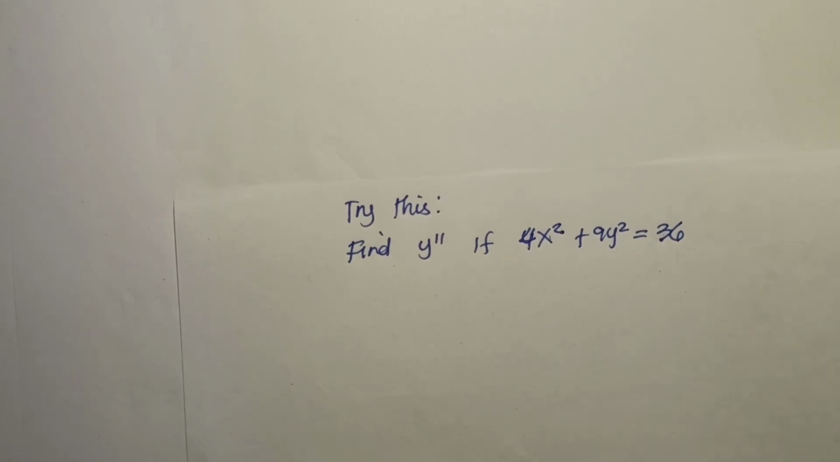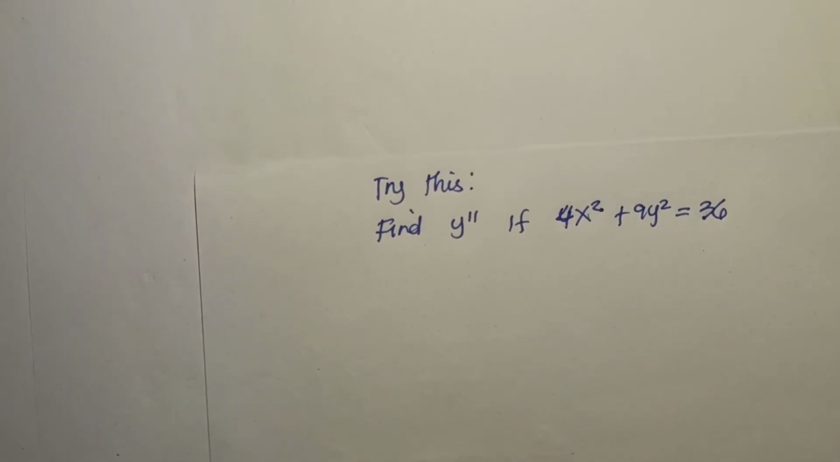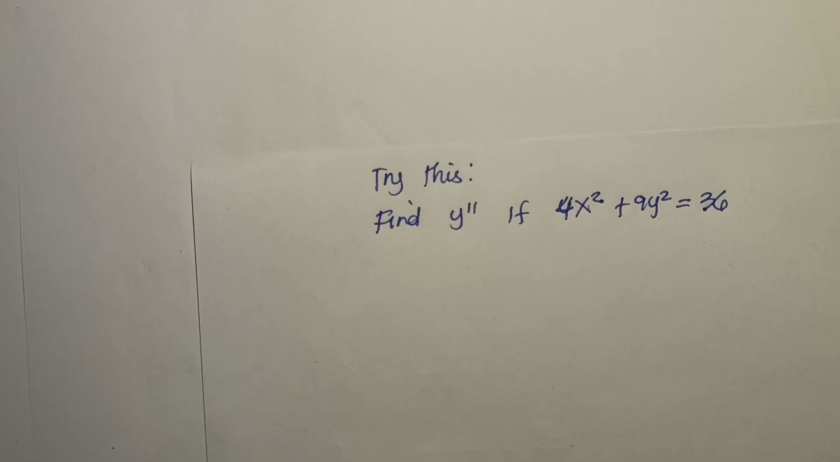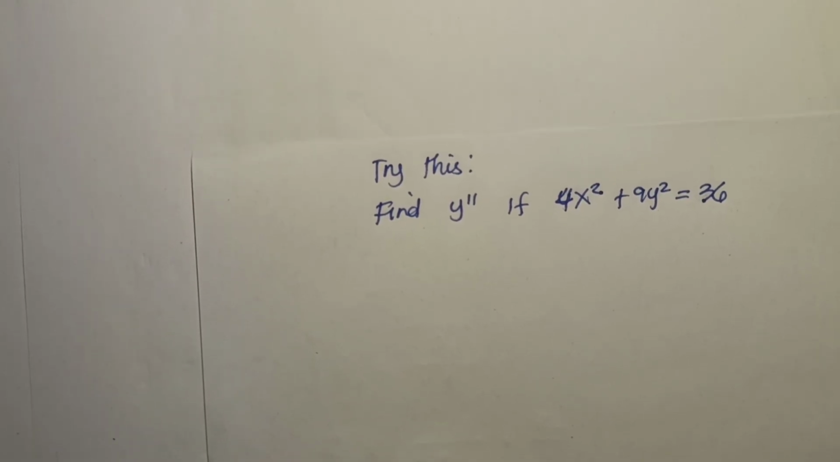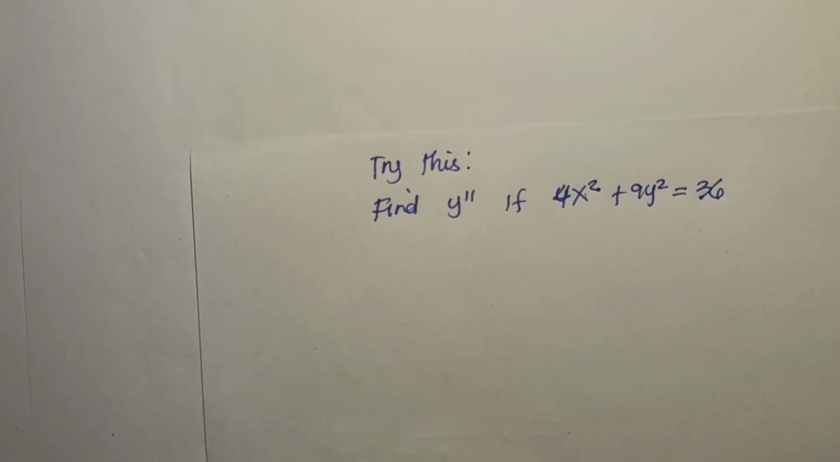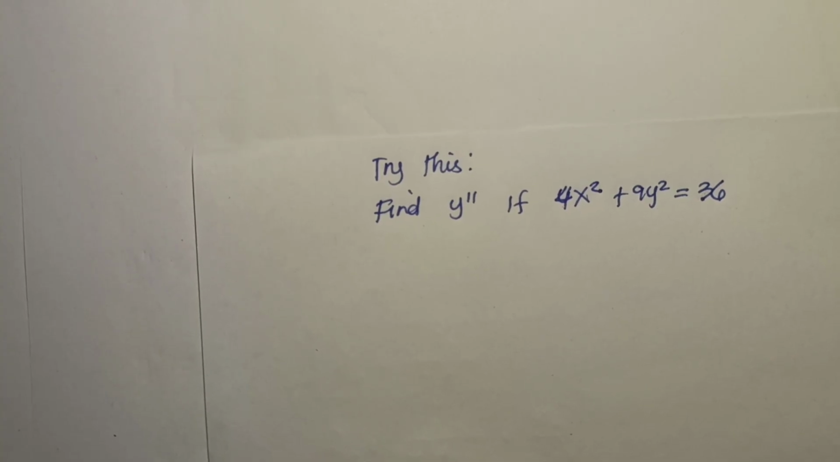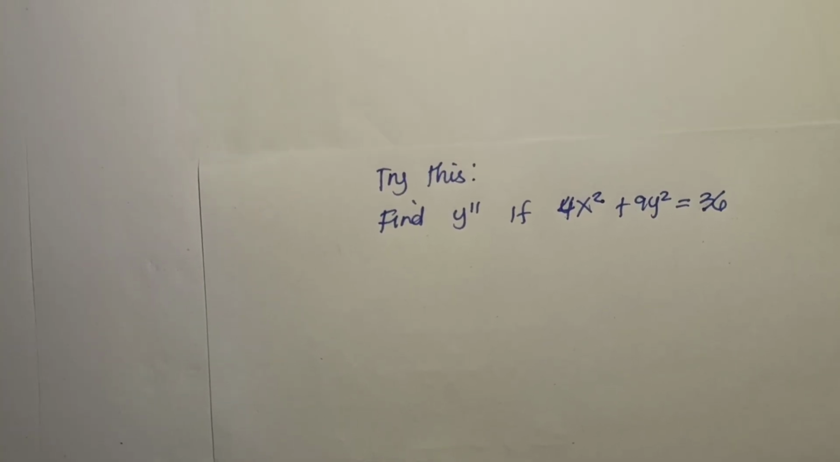So very easy. This is our second derivative, equal to negative 64 over y cubed. Okay, so try this one at home. Find y double prime, or the second derivative, if 4x squared plus 9y squared is equal to 36. You have to show your solution if you have, and just comment your answer on the comment box.